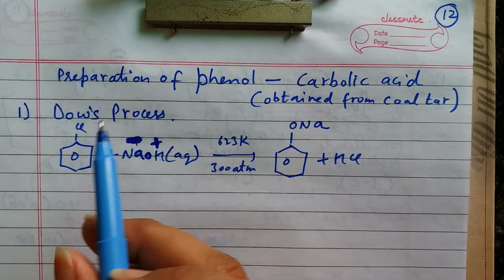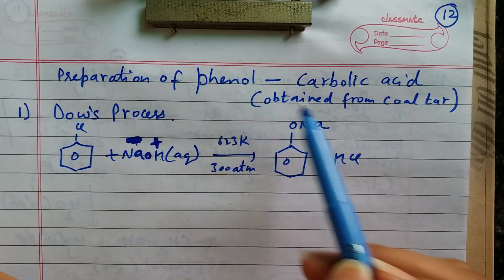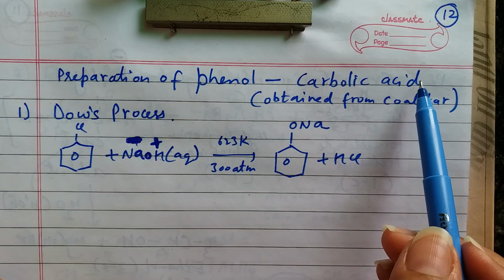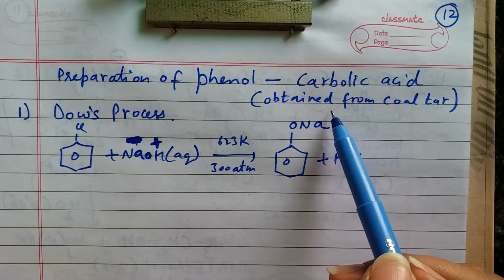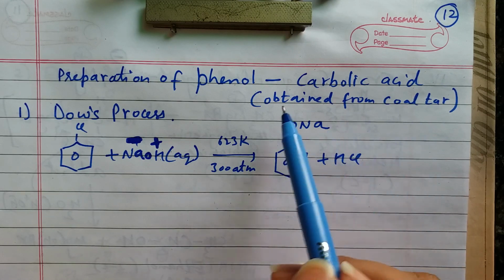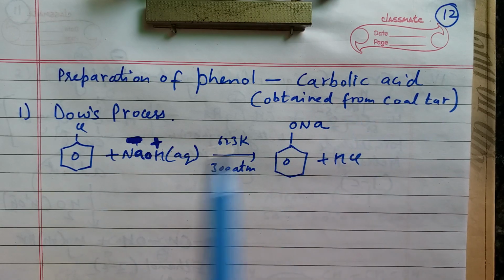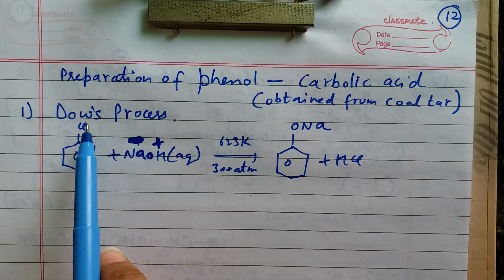We are starting with the preparation of phenol, which is also known as carbolic acid, in this lecture. Carbolic acid, why? Because it was first extracted or obtained from coal tar. So phenol is also known as carbolic acid. The first method that I'm starting with is the Dow's process.